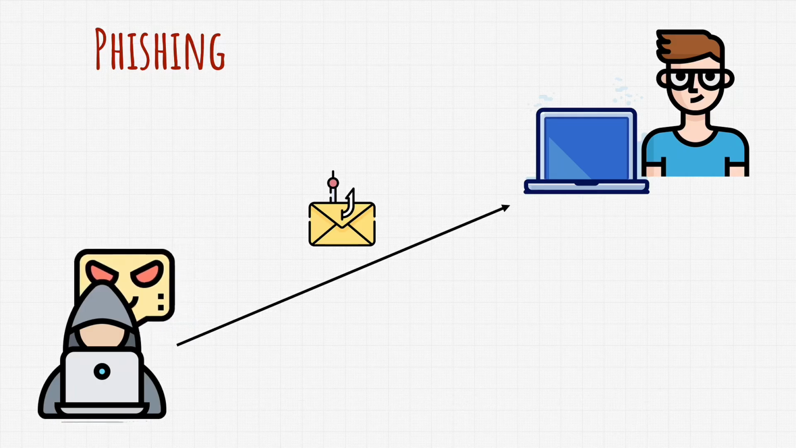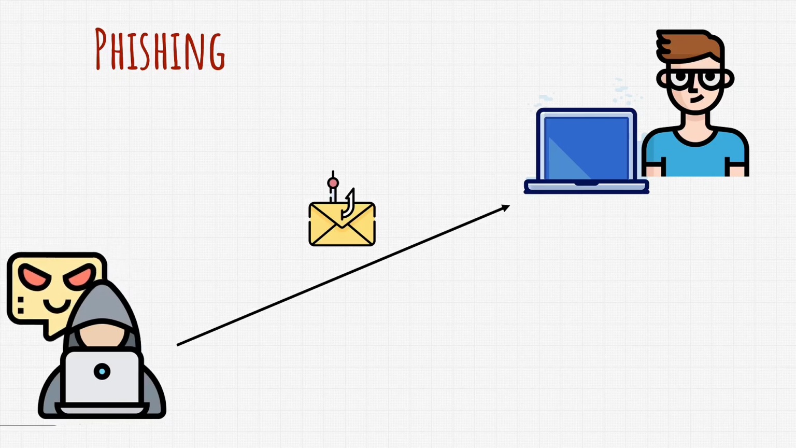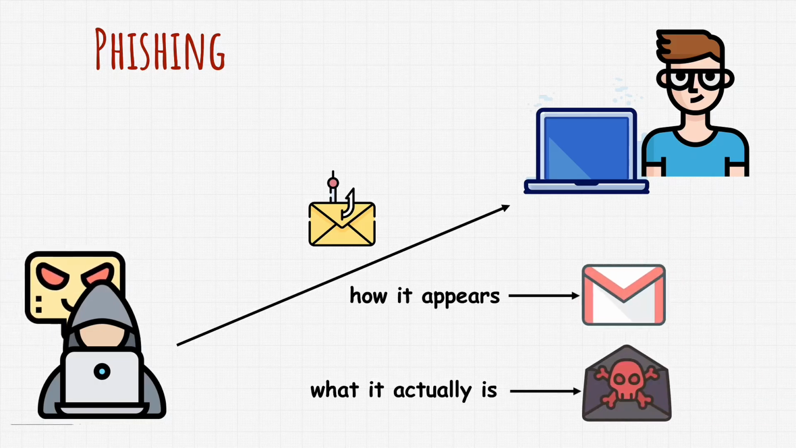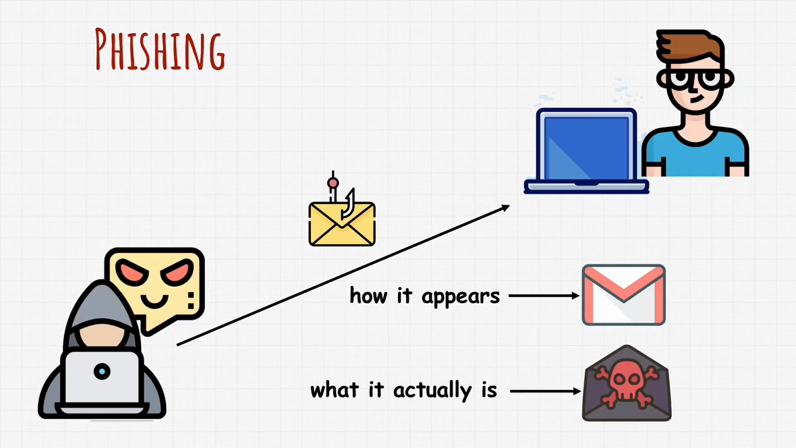This often involves deceptive emails, text messages, or phone calls that appear to be from legitimate sources, prompting recipients to click on malicious links or provide confidential information. For example, a person can receive an email that appears to be from their bank, requesting them to verify their account details by clicking on a link. Unaware that it's a phishing attempt, they enter their login credentials, which are then stolen by the hacker.